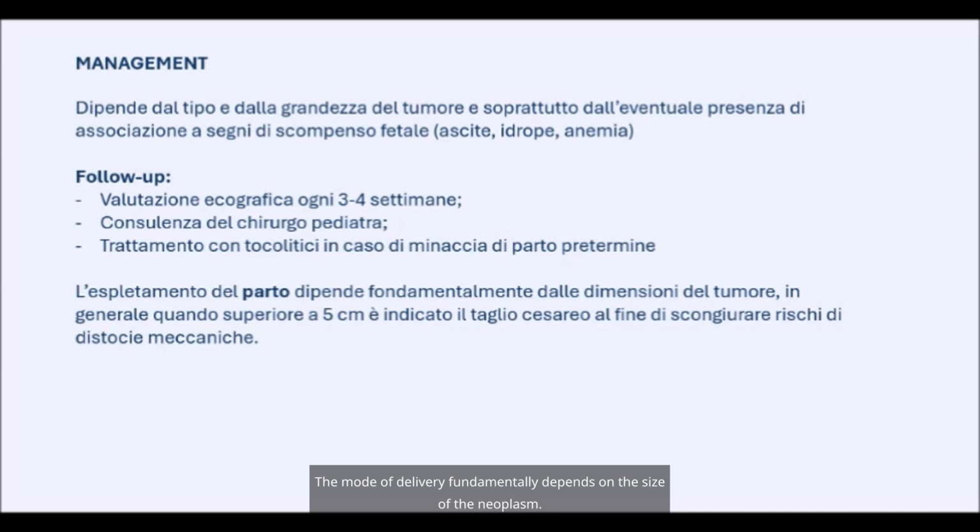The mode of delivery fundamentally depends on the size of the neoplasm. Lesions larger than 5 centimeters are usually candidates for elective caesarean section due to their large size and the associated risk. Therefore, there may be dystocia during a possible spontaneous delivery.